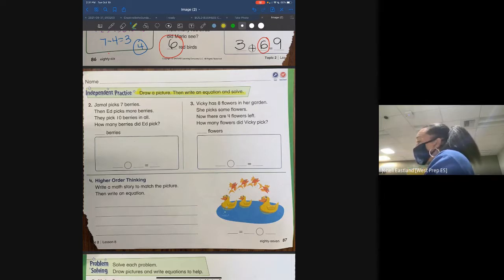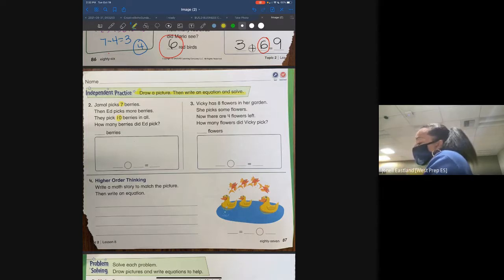What do we know in this problem? Julian. We know that we started with 7. What else do we know? And then now we have from 10. And we know that in the end we had 10. You need to find how many that Ed picks for that problem.